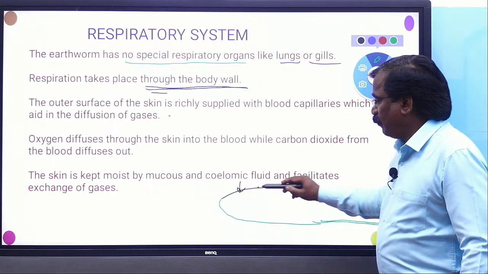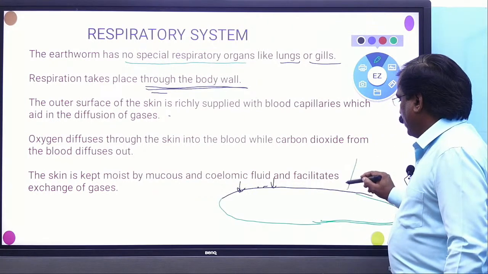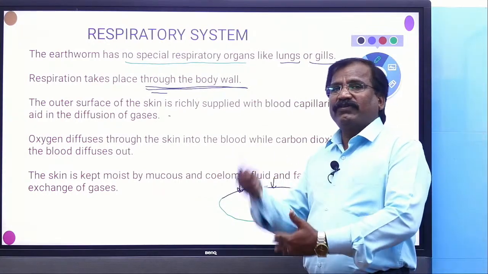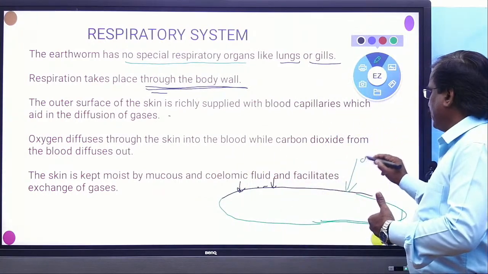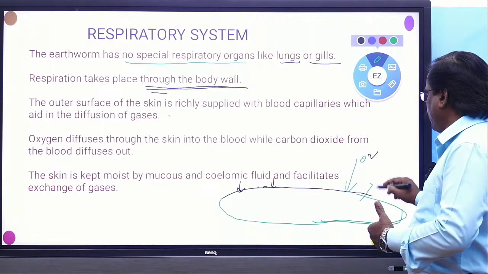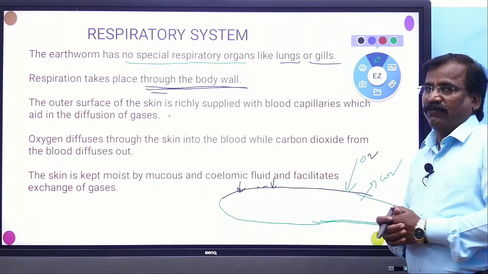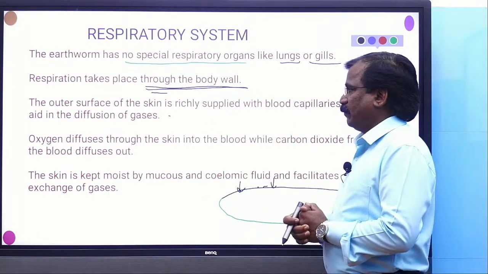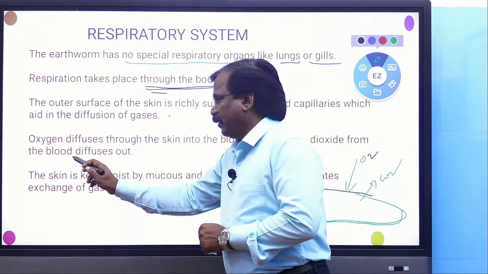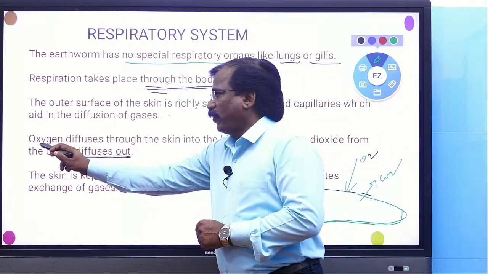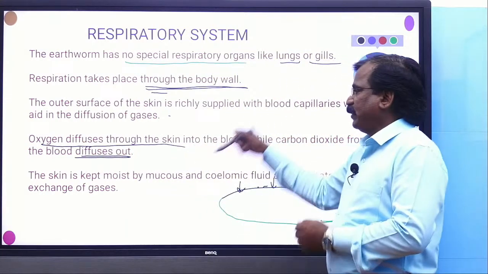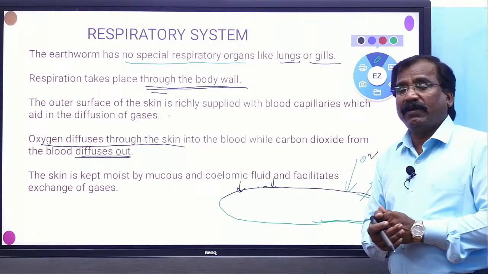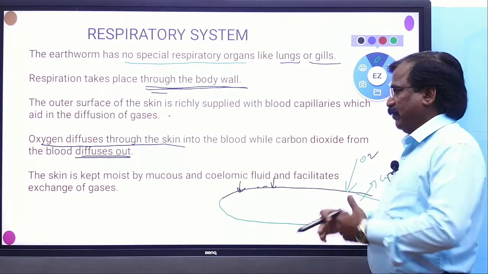Through the body surface, it is a simple process of diffusion. Through the general body surface, oxygen is diffused inside. Similarly, carbon dioxide is diffused outside, by a simple diffusion process. The oxygen that diffuses goes inside, reaches the blood vessels, and the blood carries that oxygen.